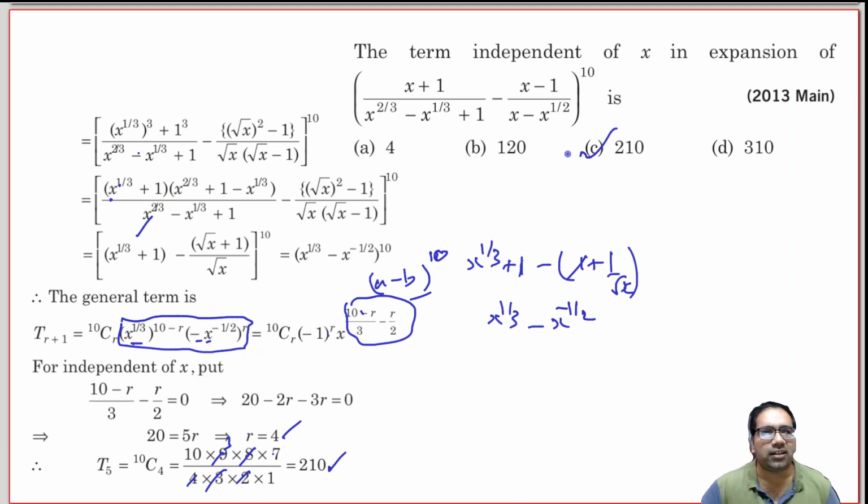Right, guys. The only little trick here is to identify that a cube plus b cube is here, and to identify that we can write x as root x whole square, and simplify both the terms.